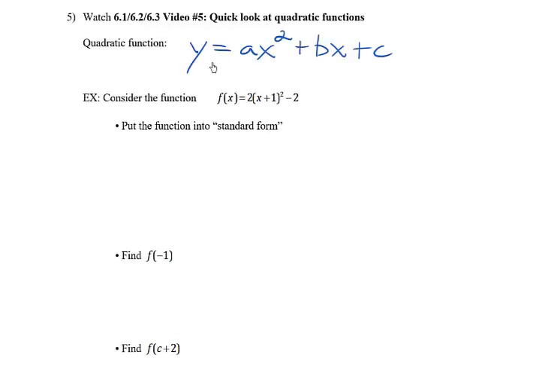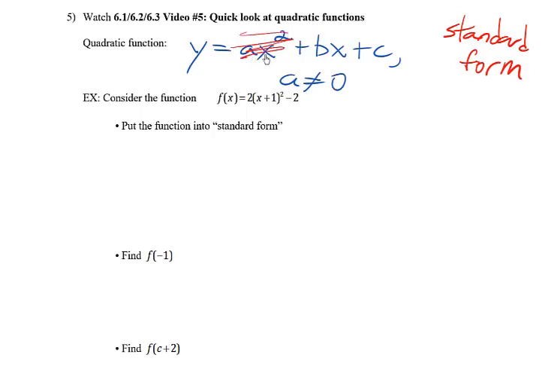This is what's called the standard form of a quadratic function. y equals ax squared plus bx plus c. A, B, and C are just constants, kind of like the m and the b for linear functions or the a and the b for exponential functions. The only restriction here is that the a cannot be equal to 0. Hopefully it's kind of obvious why that is. If the a was 0, this whole piece would drop out and I would be left with just a linear function. So the a cannot be 0.